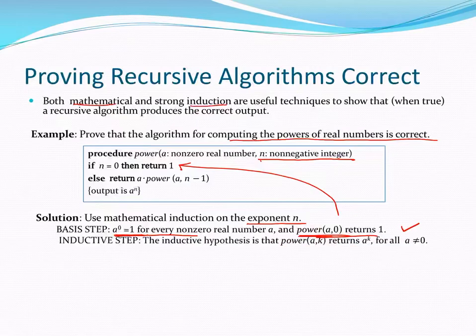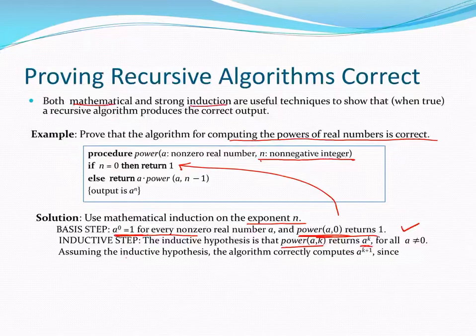And now we make the inductive hypothesis that power of a and k returns a to the k for some arbitrary k and for all non-zero a. And now we want to show that this implies power of a and k plus 1 is true. So we'll assume the inductive hypothesis. We'll show that it correctly computes a to the k plus 1.